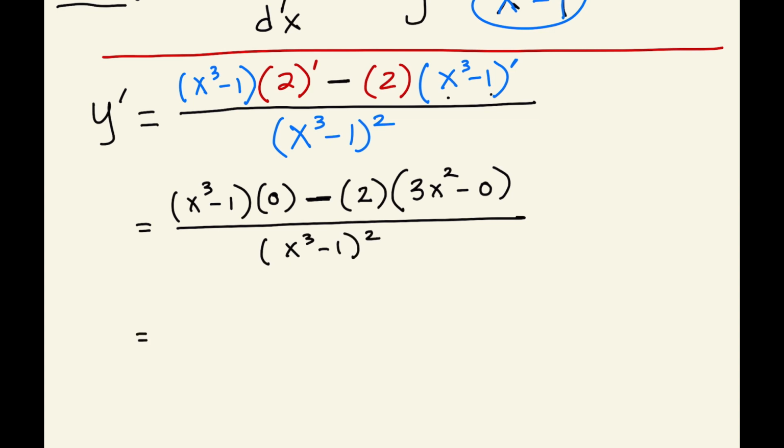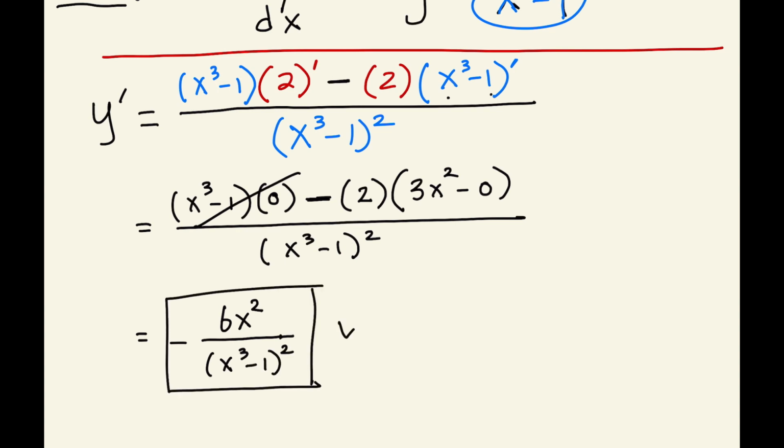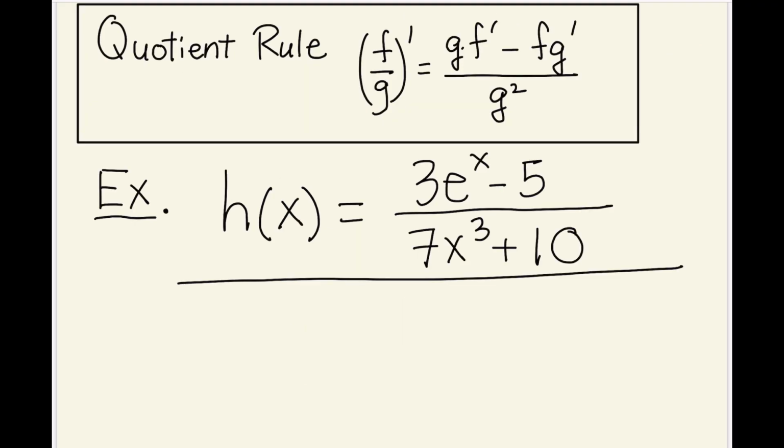Let's clean this up a bit. That whole first term is 0, and I'm left with negative 6x squared in the numerator. I'm going to bring the negative out front, and then x cubed minus 1 squared in the denominator, and we're done. That is our derivative. Let's do one more example using the quotient rule.